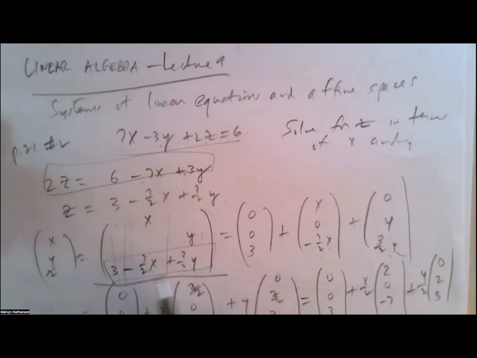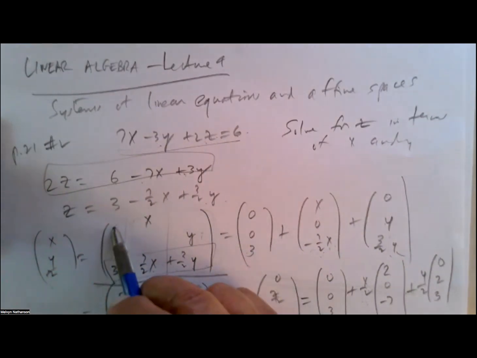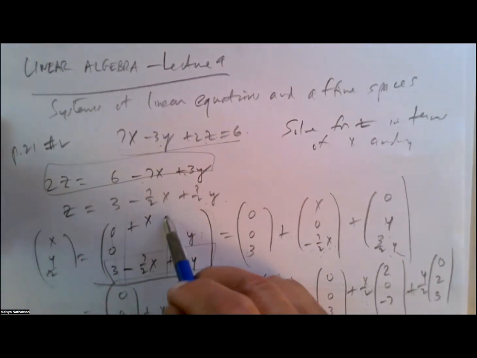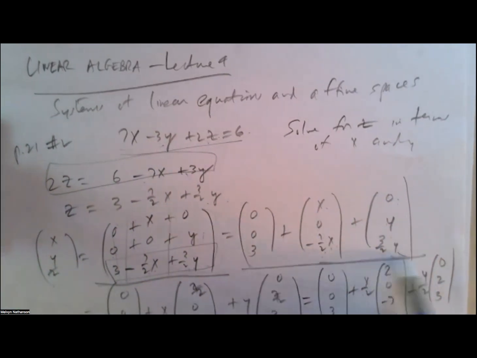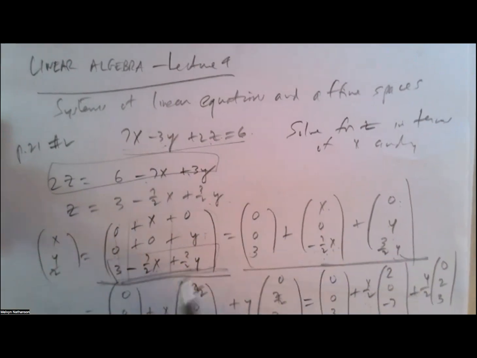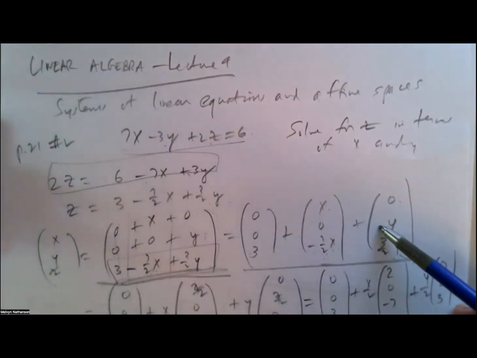I'm decomposing this. If I take the vector (0, 0, 3) plus the vector (x, 0, -7/2 x) plus the vector (0, y, 3/2 y), if I add these three vectors together, I get this. This is just vector addition. Okay.